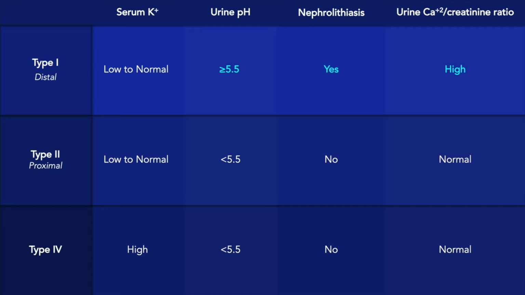So when it comes to differentiating between these three types of renal tubular acidosis, a high urine pH, that is, a pH higher than 5.5, would suggest type 1 RTA, as would nephrolithiasis and a high urine calcium to creatinine ratio. On the other hand, a high serum potassium would suggest type 4 RTA. But if neither the serum potassium is elevated, nor the urine pH, then we may be dealing with a type 2 RTA.